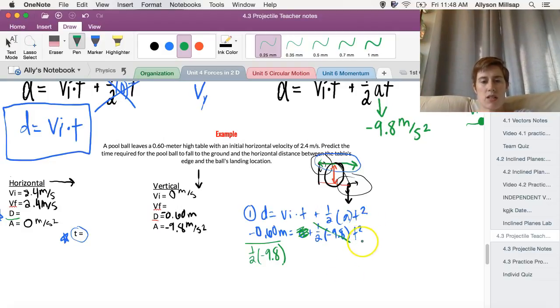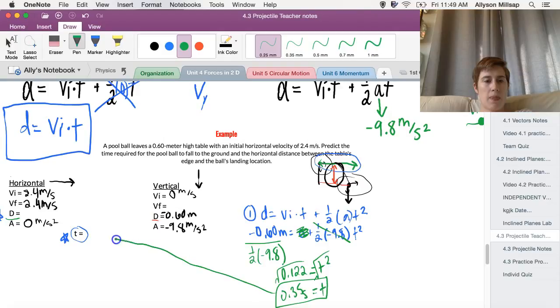So how do you get rid of the t squared? Well, we need to put a radical around everything. But let's go and get a number here. I get 0.122 is t squared. Now I can put a radical to get rid of my t squared. So t equals 0.35 seconds. So that's time. It takes 0.35 seconds for this ball that's dropped off the table to hit the ground. Okay.